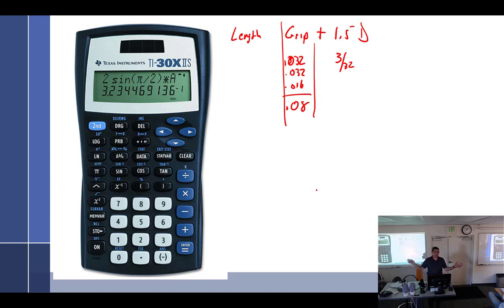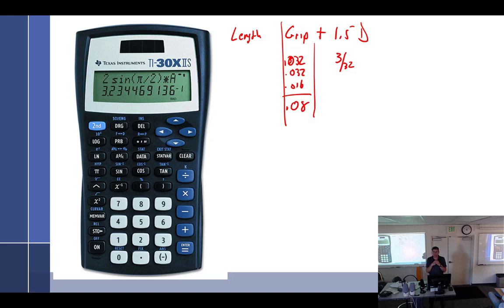So what is my grip? If I had a piece of 032 sheet metal and another piece of 032 sheet metal and a piece of 016 sheet metal, all the sheet metal stacked, how much does all that equal? 0.08. Okay, so that's my grip. Now, I have to add that to 1.5 times the diameter of the rivet. How wide is the rivet? I told you, it's 3/32 because I just picked a 3/32 rivet.